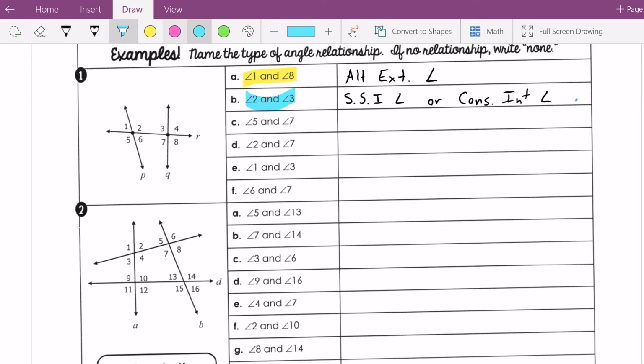Moving on to the next problem, we have 5 and 7. So 5 and 7. Right, 5 is on the bottom left, 7's on the bottom left. Since they're both in the same position, that is corresponding angles.